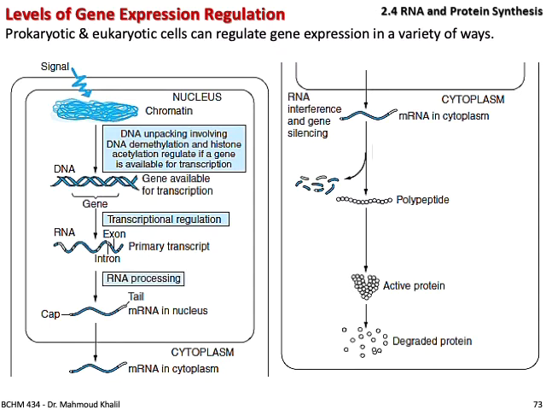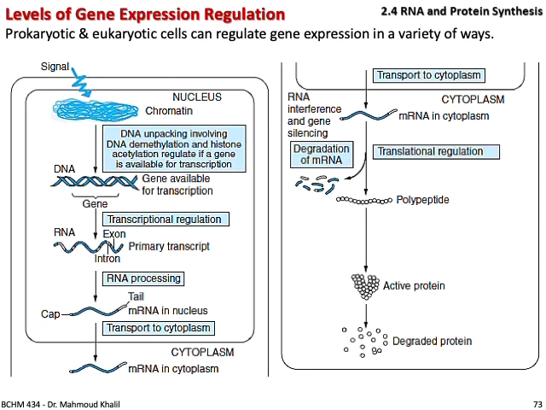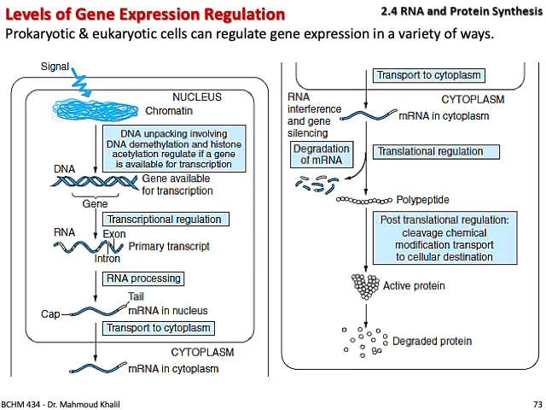The third level is RNA processing, which consists of 3 different processes: the capping, the polyadenine tail, and the splicing and removal of introns. The next level is the transport to the cytoplasm. It's a mode of regulation of gene expression as well. The next level is translational regulation and degradation of messenger RNA, followed after the protein is translated by post-translational regulation, either by chemical cleavage, modification, or transport to the cellular destination where the function of the protein is active.